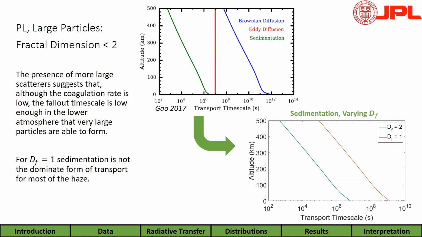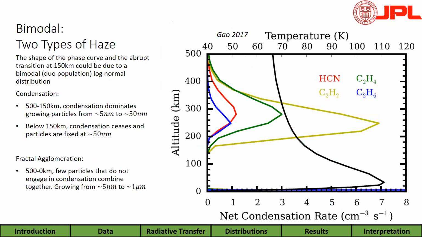And with a fractal dimension of 1, we actually have a sedimentation velocity significantly lower than the eddy diffusion rate. So this is one way for us to get that abundance of small sized particles while still having our larger particles. This is not the only explanation though. Another explanation for the unique scattering that we observe is a bimodal distribution.